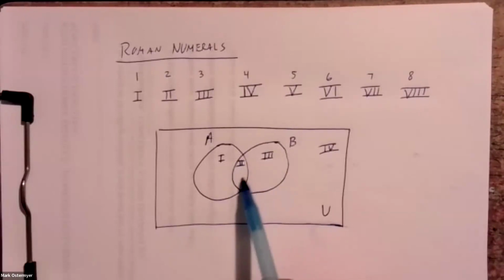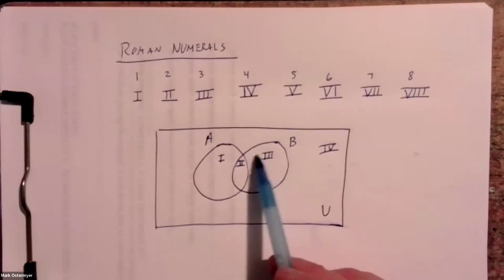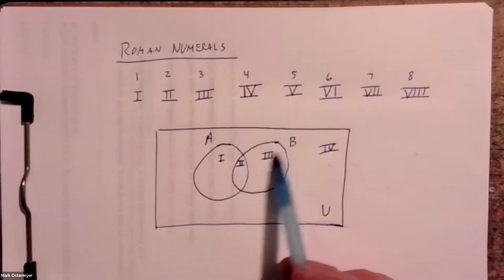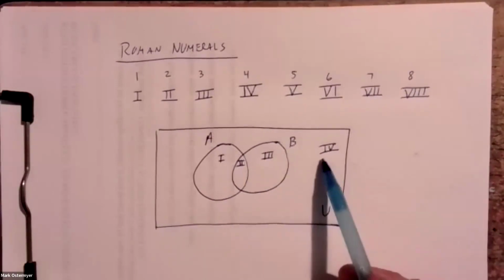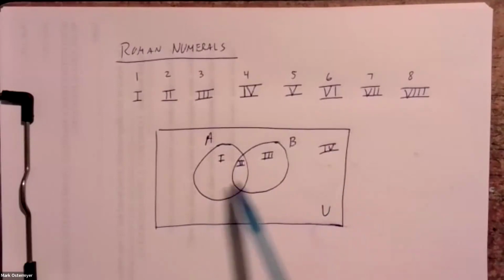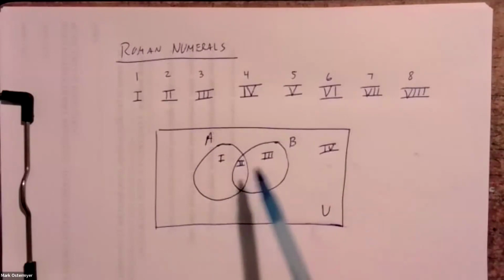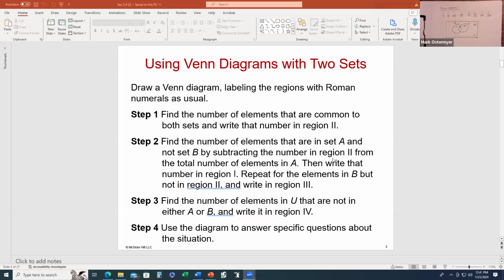Region 2 is called the intersection of sets A and B. Region 3 is the set of elements that are only in set B. And region 4 consists of only the elements that are neither in set A or B. Okay? That makes sense there, those regions. All right, you always want to label it that way there. Okay, all right, here's an example.